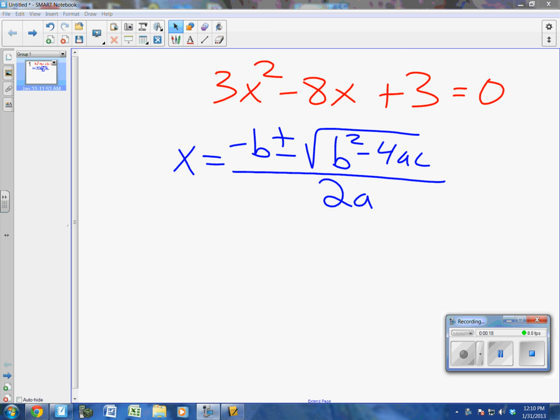Ready for this? 1, 2, ready, sing. X equals negative b plus or minus the square root of b squared minus 4ac all over 2a.